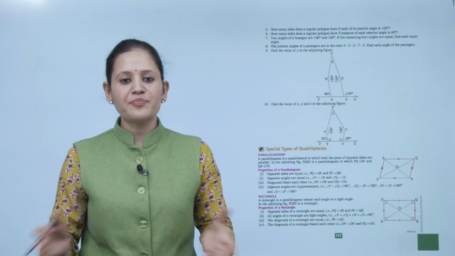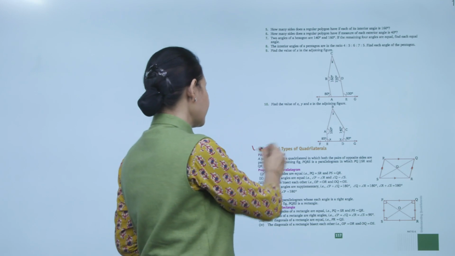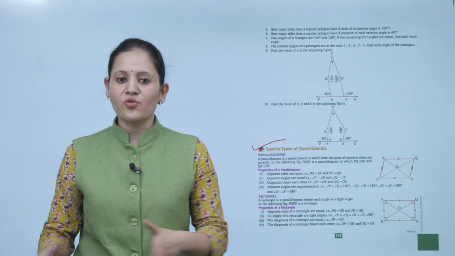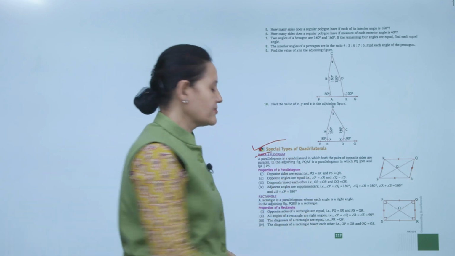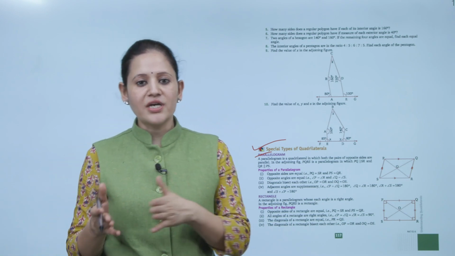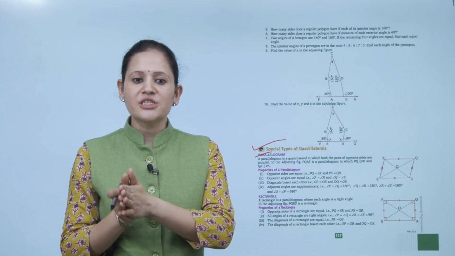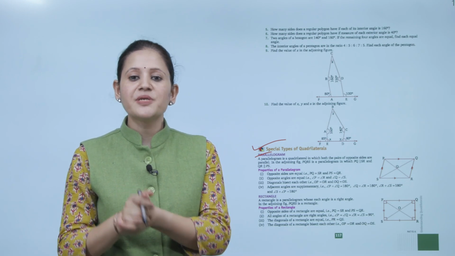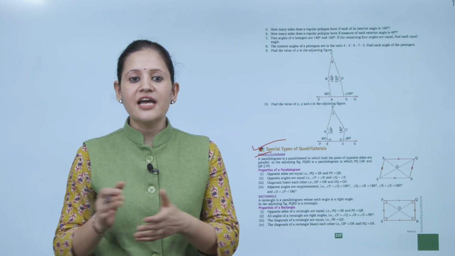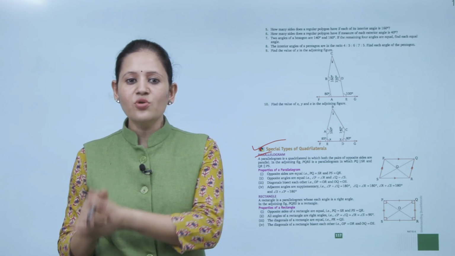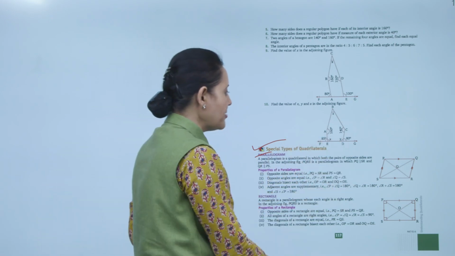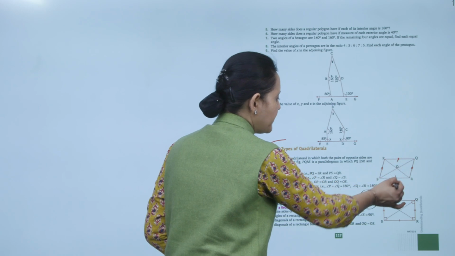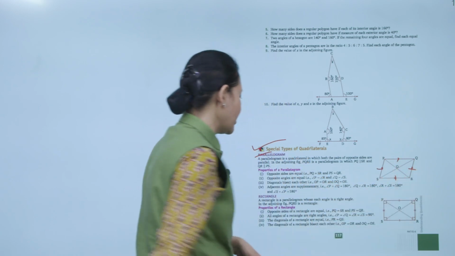Next is special types of quadrilaterals. First one is the parallelogram. A parallelogram is a quadrilateral in which both pairs of opposite sides are parallel. In the adjoining figure, PQRS is a parallelogram in which PQ is parallel to SR and QR is parallel to PS. So this is a parallelogram. Opposite sides means these and these are parallel, and these are parallel.